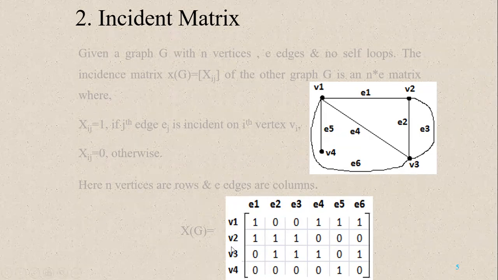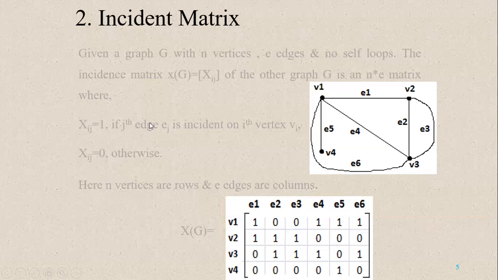Here there are 4 vertices, so we write V1, V2, V3, V4, and we write the edges column wise. How many edges are there? Here 6 edges. Therefore, we write E1, E2, E3, E4, E5, E6. So the incidence matrix order is based on the number of vertices and the number of edges. The order of the matrix is n cross E, where n is the number of vertices and E is the number of edges.